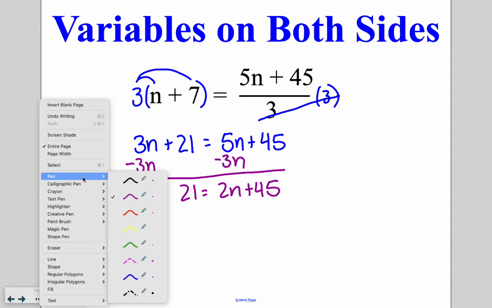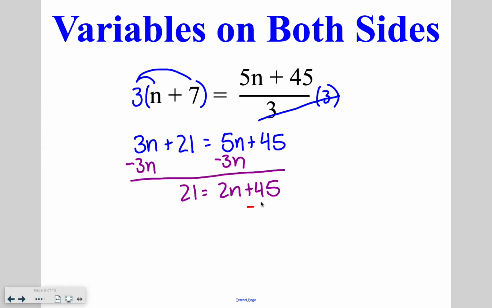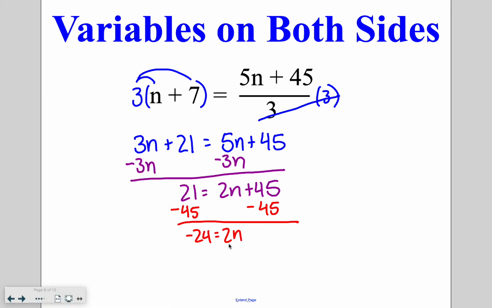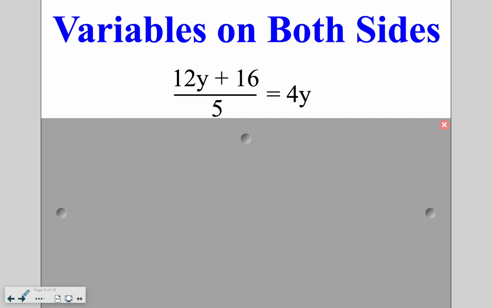Now I'm into my addition and subtraction part. To get rid of adding, I'm going to subtract 45 on both sides. And when I do that, I'm going to end up with negative 24 is equal to 2n. And I'm going to finish by dividing both sides of my problem by 2, giving me an answer of negative 12 is equal to n. Once again, you could plug that back in to double check your answer. Go ahead and try this one on your own.